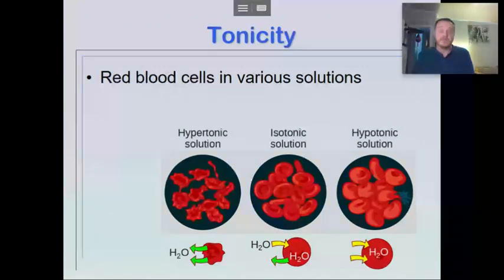So a hypertonic solution will normally shrink cells down, as opposed to hypotonic, which means the concentration of solutes is higher inside the cells, so the water will try to get into the cells, to the point sometimes where they'll burst if the cells can't handle the water intake. Isotonic means there's an equilibrium. There's as much water entering as there is leaving.